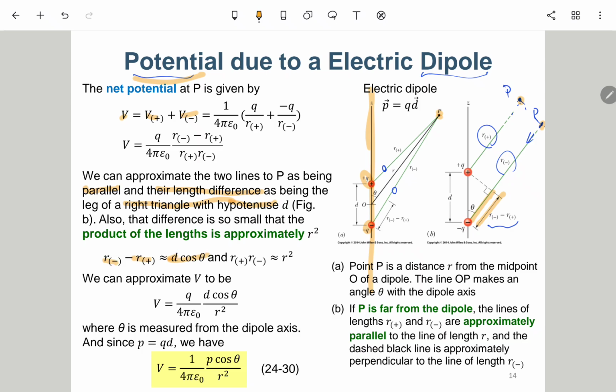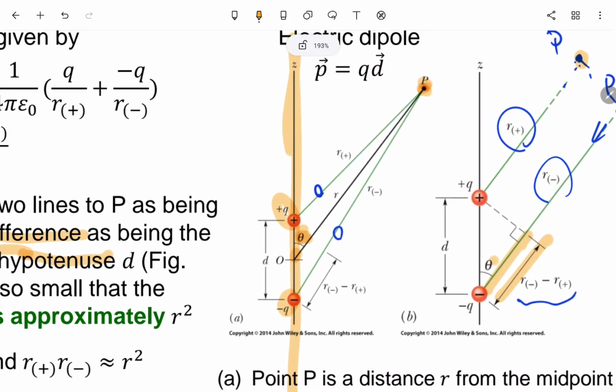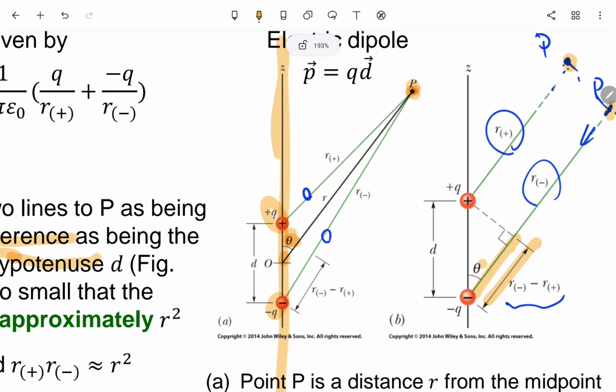will be d cosine theta. D cosine theta. Okay, so the theta will be the angle between the line connecting to the middle point and the axis, this one is the theta. And if you assume P is infinitely far away, in that case, these three lines are parallel to each other. So in that way, this is theta, this is also theta.